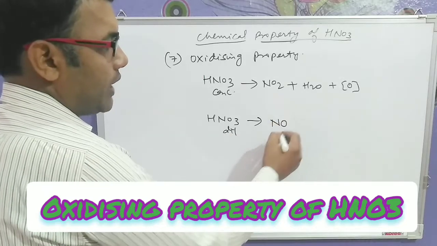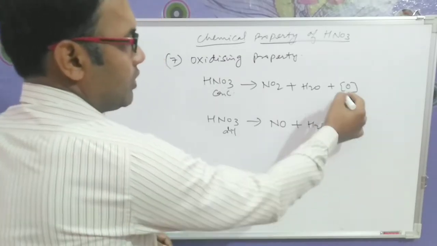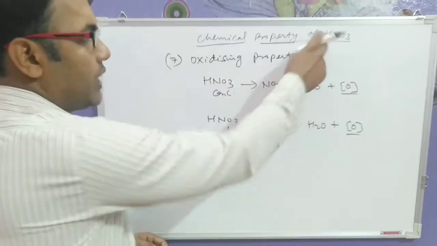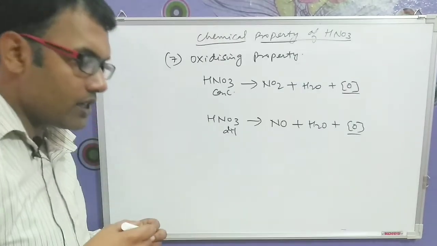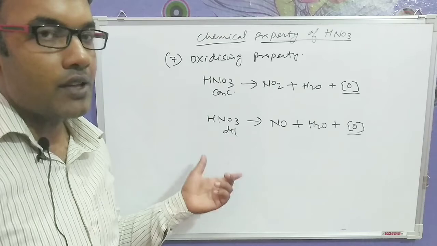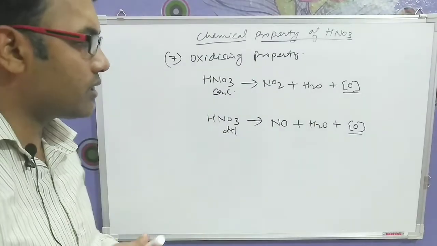We only get nitric oxide plus water and plus nascent oxygen. Now this nascent oxygen is responsible for the oxidizing nature of nitric acid. Just remember, nitric acid is a very strong oxidizing agent. In the 8th reaction we will be seeing how nitric acid is behaving as a strong oxidizing agent.